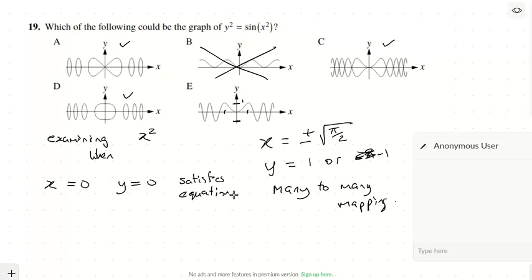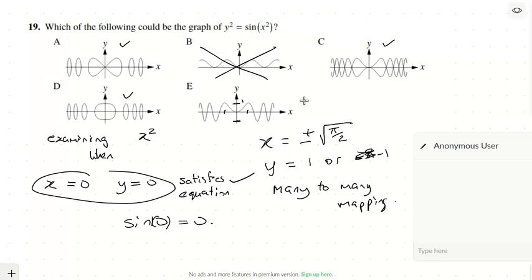Well, 0 squared is 0. What's sine of 0? Sine of 0 is 0. And so, yeah, this does satisfy the equation. So, okay, I mean, that's definitely not right now. But now we're down to A, C, or E.